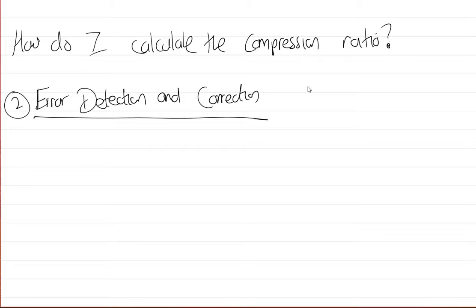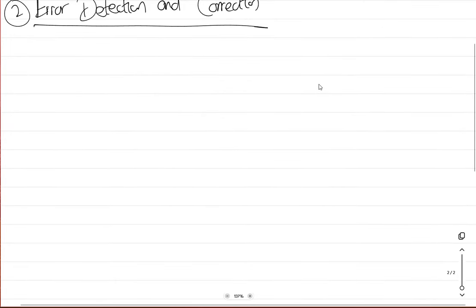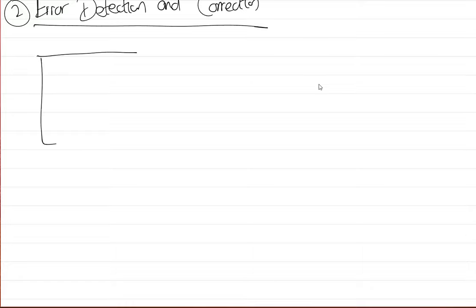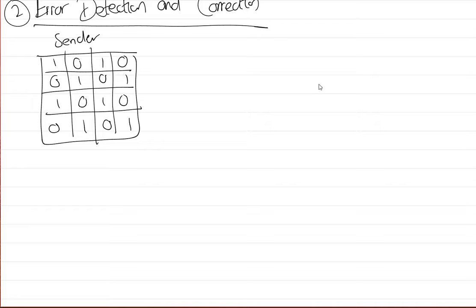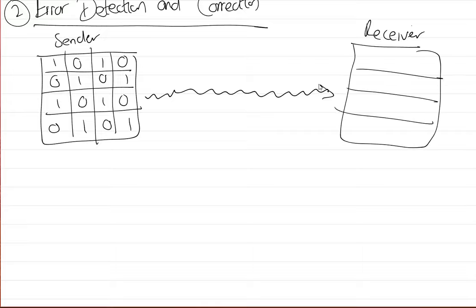This is the second topic I wanted to speak about. And the basic idea behind error detection and correction is as follows. Suppose I've got a grid, and this grid has numbers inside of it. I'm just making up stuff. Okay, this is the sender. This is the person who wants to send the message. And they send the message now to the receiver. 1, 2, 3, 1, 2, 3. Oh, there was no space there. 1, 2, 3.